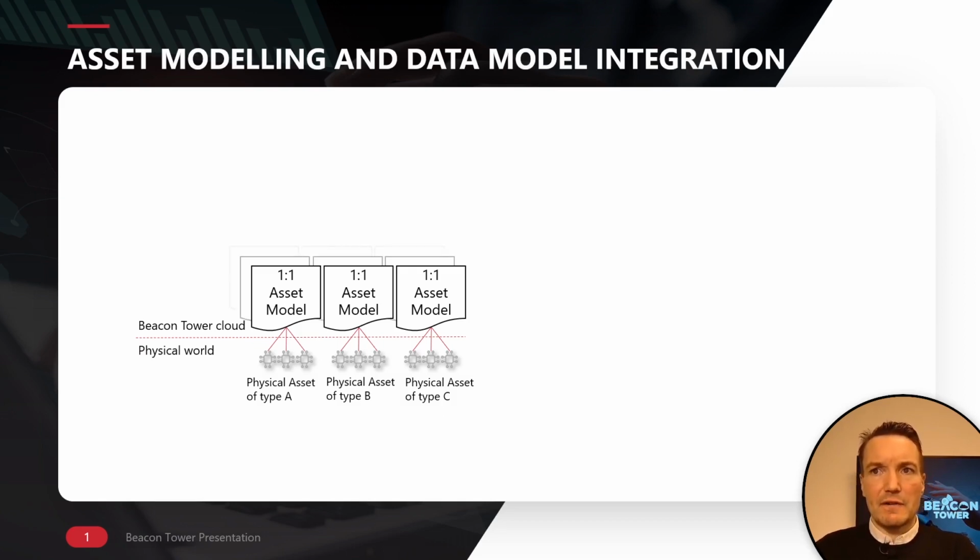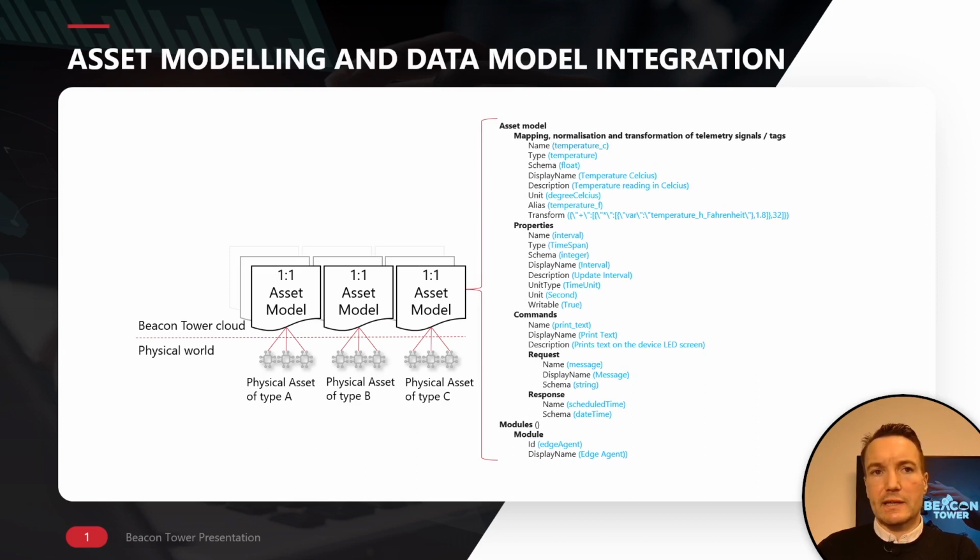That means it is very easy to automate the provisioning and collection of data from hundreds or even thousands of physical assets. These assets might be devices, machines or sensors connected directly to the cloud, or different types of gateways supplying data from numerous physical assets. The way we define asset models in Beacon Tower is by making use of the open source data modeling language called DTDL, which is short for Digital Twin Definition Language, and it is created by Microsoft.